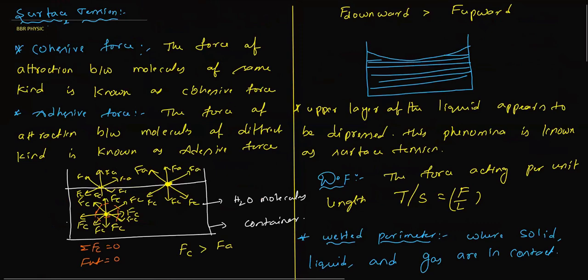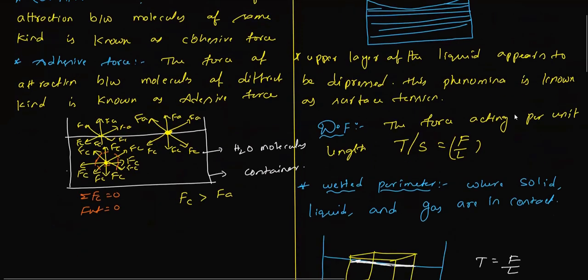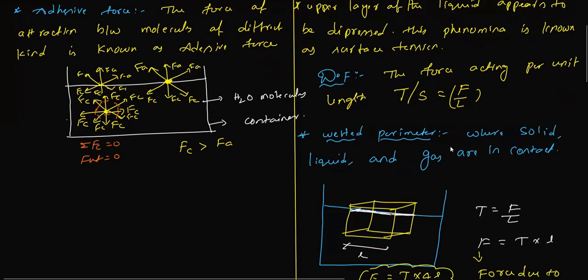So first we studied surface tension. In that, cohesive force and adhesive force. Cohesive force means force between the same kind of molecules. Adhesive force means force between different kinds of molecules. If you observe in this case, F upward is less than F downward. So F downward is more, which means the upper layer looks to be depressed. Definition: force acting per unit length is called surface tension, symbol T. Wetted perimeter means where solids, liquids and gases are in contact. So about this point, these all contact.